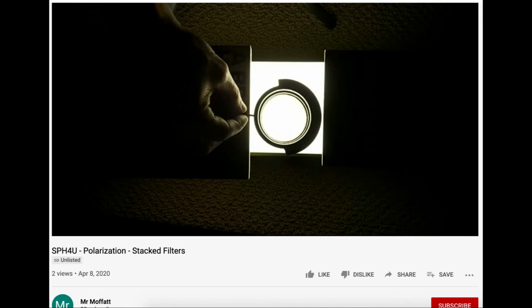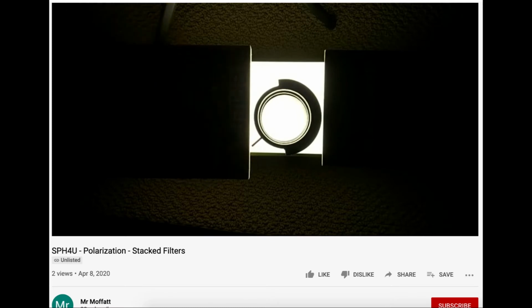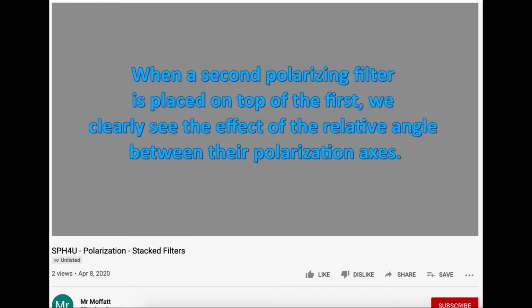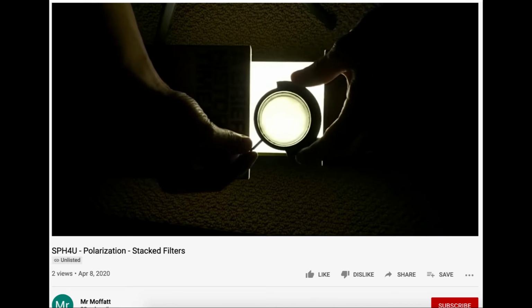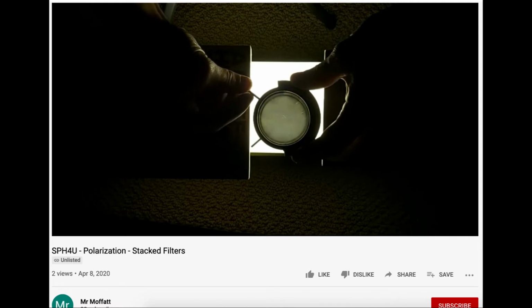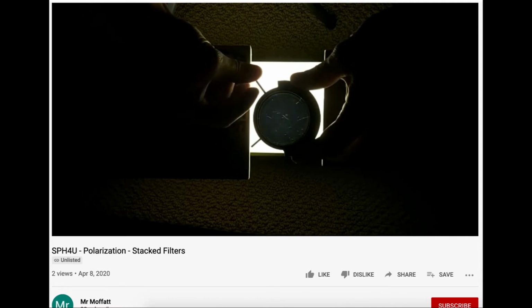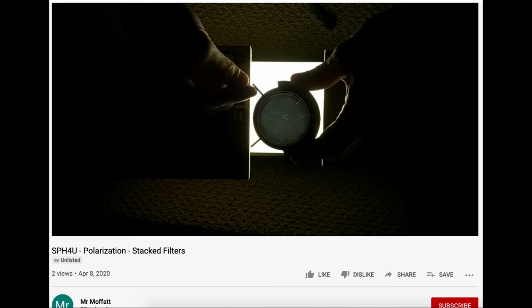In this demonstration, we have unpolarized light passing through one polarizing filter. This filter is going to act as our polarizer. Now another filter is going to be added. Now that a second polarizing filter is added, when it's aligned with the polarizer, all of the light will pass through. The intensity won't change. When it's at exactly 90 degrees compared to the polarizer, barely any light gets through at all.